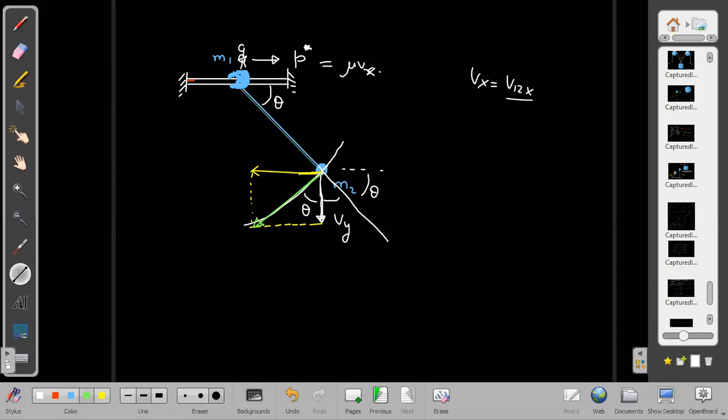If the resultant is this side, then we can say this is Vy, this is net V and this is Vx. Then we can say Vx is equal to Vy tan theta. Vx is Vy tan theta. So that is right. It is simple now, I think.